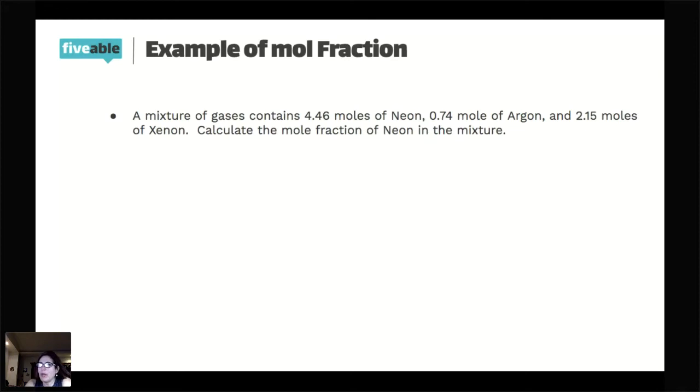So if this was the problem, a mixture of gases that contains 4.46 moles of neon, 0.74 moles of argon, and 2.15 moles of xenon, it says to calculate the mole fraction of neon in the mixture. So what's the first thing that you need to do so that your chemistry teachers love you? What should you do first?